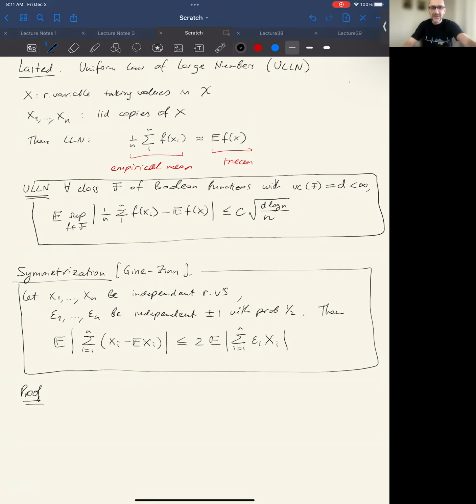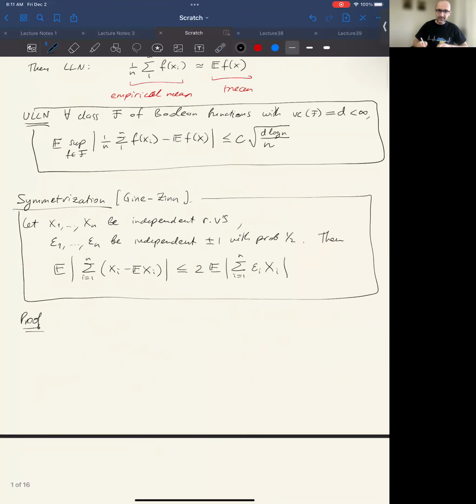Okay, let's prove it. The proof is very instructive and very simple, actually, but cute. So first, we will write this. We'll separate the expectation: xi minus expected value of the sum. I'm just taking expectations out. Nothing happened yet. But here's a neat trick.